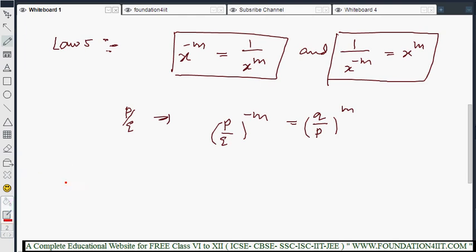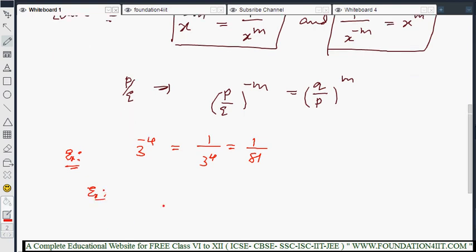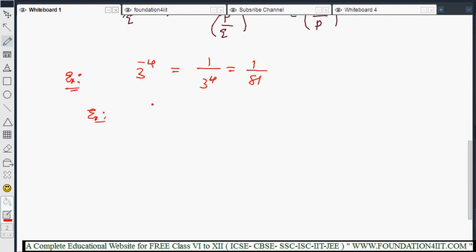So see the example: 3 to the power minus 4. So I can write this as 1 by 3 to the power 4, that is equal to 1 by 81. Or else, if the denominator has a negative power, that means 1 by 7 power minus 2, you can write 7 power plus 2. So if you take the numerator, second property, that is 49.